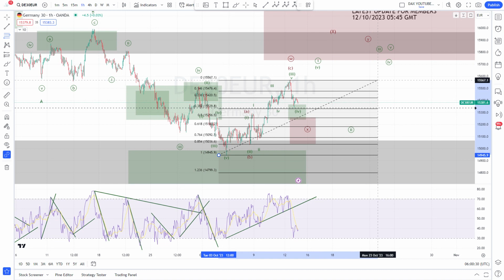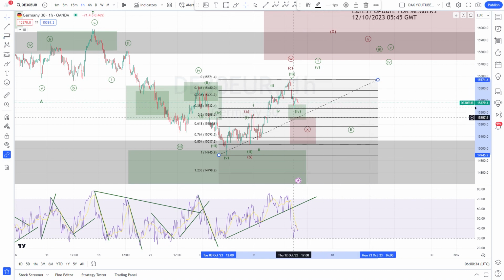If we take the length of the wave W, then here this area between the 0.5 and the 0.854 FIB retracement is the area where we should go as a wave X. So as 3 waves, like this could be 1, 2, 3. This could be something like this, and then a move up as a wave X again. I'm sorry, to finish this wave X.